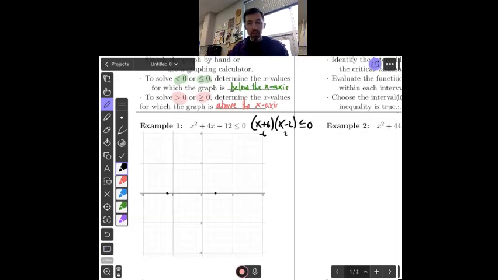But this is a parabola. We know quite a bit about graphing parabolas. Here's my y-intercept.